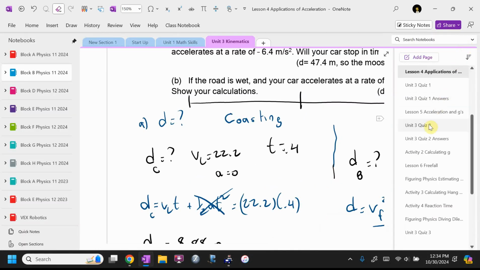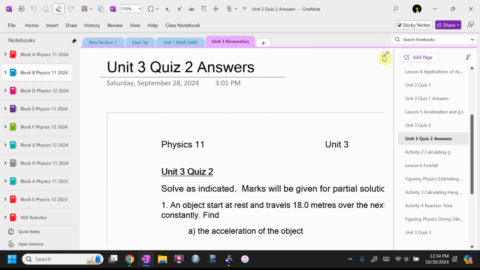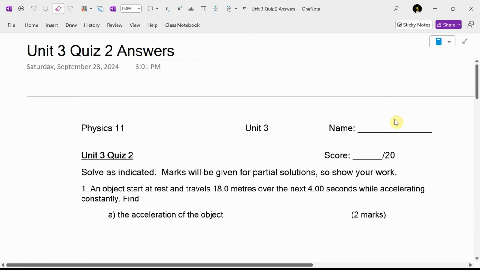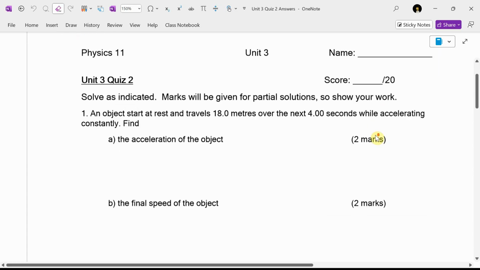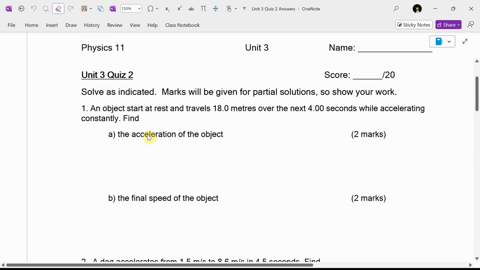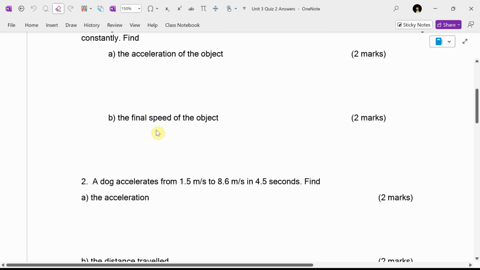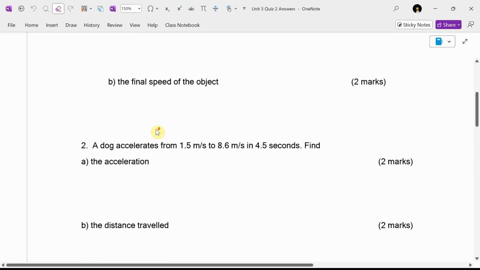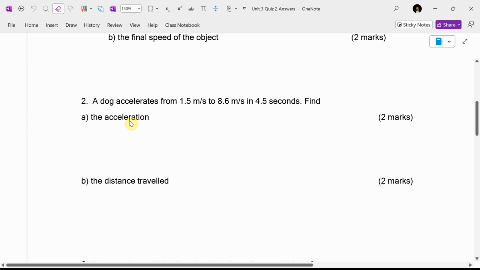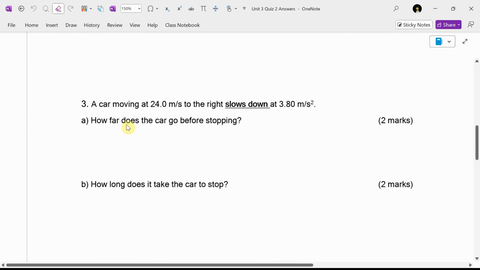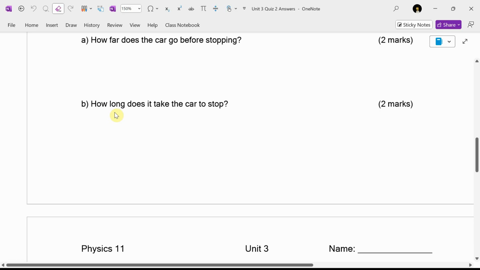Quick look at the take-home quiz, quiz number 2. This is all from the stuff we did in lesson 4 where we started doing word problems. So number 1, it looks like it wants you to find the acceleration. You know what? I'd probably underline the phrase at rest. That's an important phrase that tells you something. And then find the final speed. I think you're actually going to find the final velocity because there might be a directional component. Number 2 wants you to find the acceleration and the distance traveled. Number 3, how far. 3B, how long.